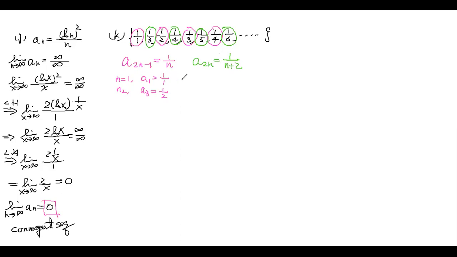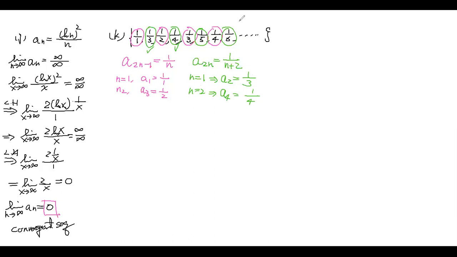So let's take a look. When n equal to 1, let's see if this matches or not. 1 times 2 is a2. a2 is equal to 1 over 1 plus 2, so it's 1/3. Ta-da! When n equal to 2, 2 times 2 is 4, so a4 is equal to 1 over 2 plus 2, which is 1/4. So I know this one matches here.